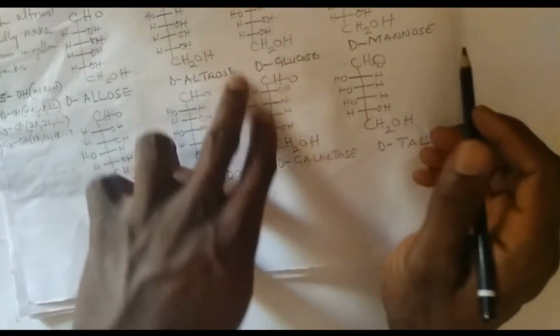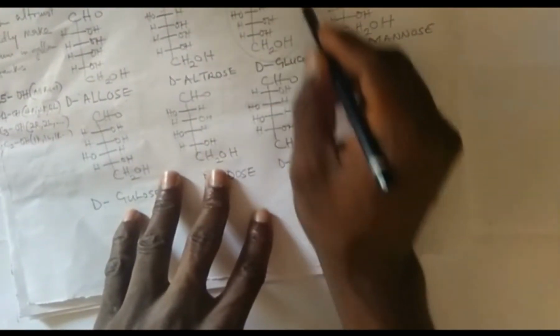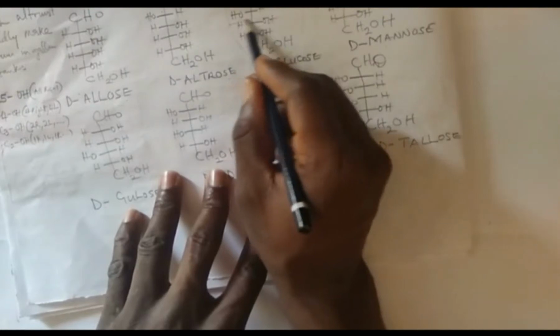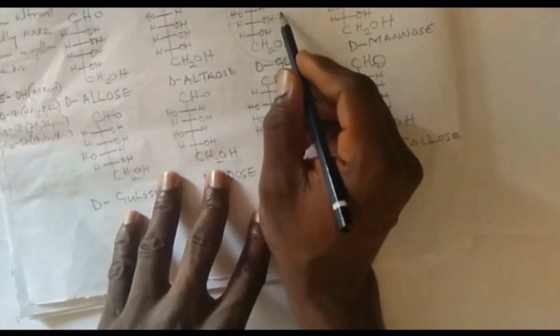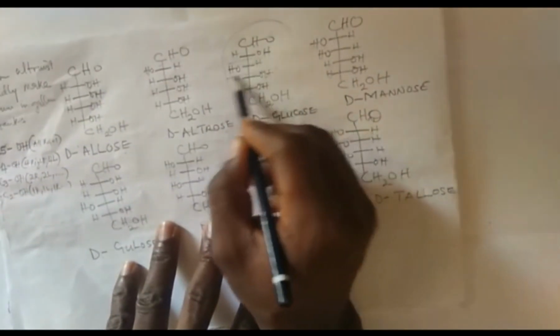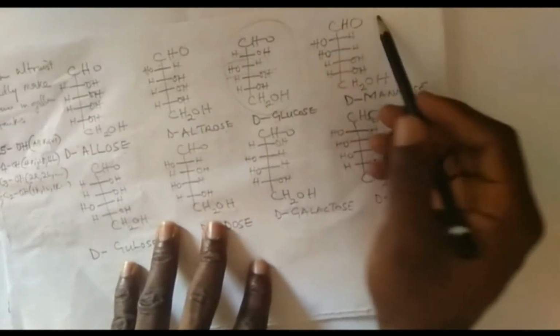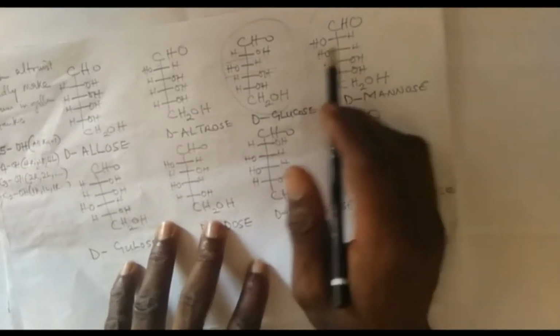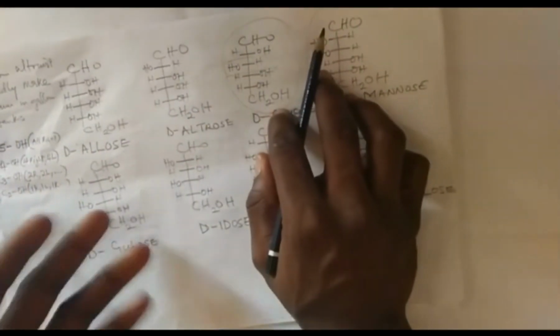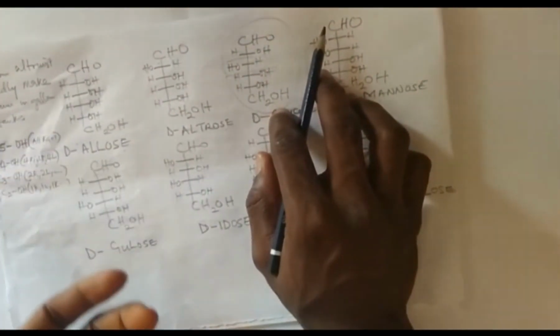For example, this is a diastereomer of D-glucose, because at least one center differs. But look at this, this one differs at 2. This is also a diastereomer. We said at least. The difference happens in at least 1 carbon.